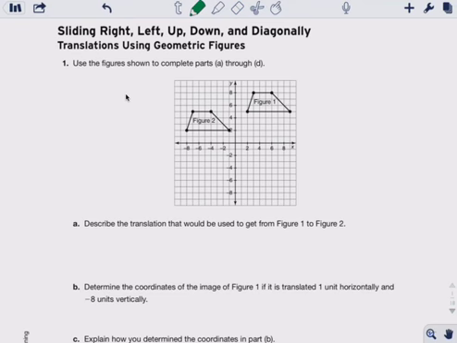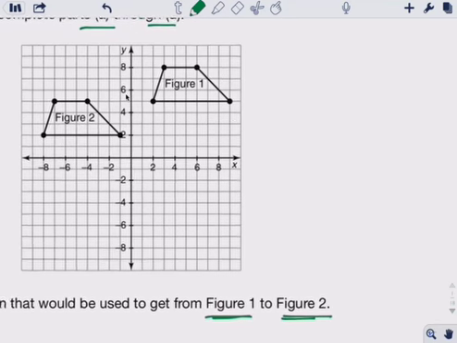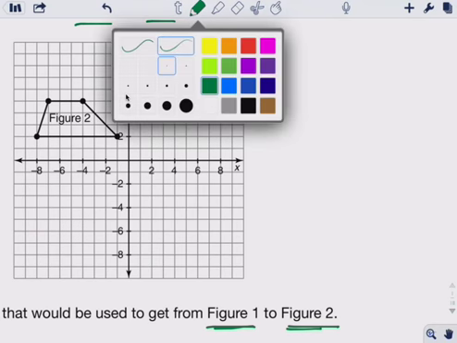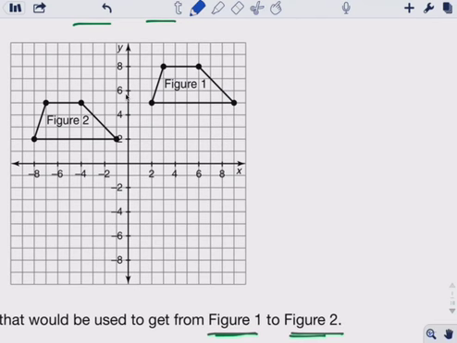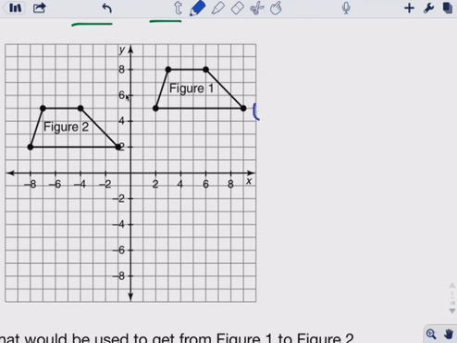Okay. On number 1, use the figure shown to complete part A and part B. Part A. Describe the translation that we used to get figure 1 to figure 2. So they want to see how you get from figure 1 to figure 2. Here's what I would do. I am not a visual person, so I can't tell you up or down. I can use coordinates though.